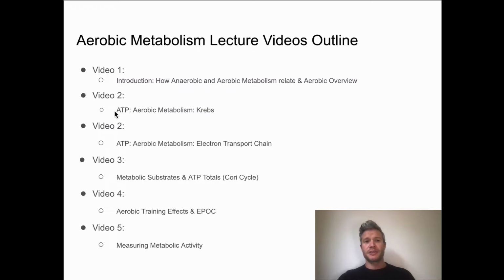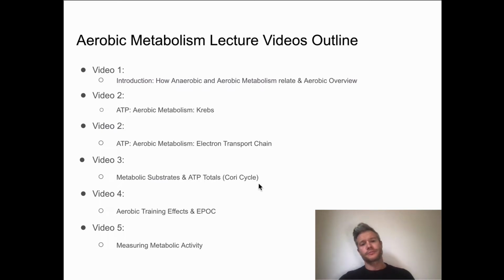Then we'll get into specifics. So how is ATP produced, in particular through aerobic metabolism, for the Krebs cycle? And then there will be another video. It should be like 2A, 2B. So 2B is the electron transport chain. And those two systems produce quite a bit of ATP. And so collectively for our aerobic system, knowing how those work and how one leads to the other is really important.